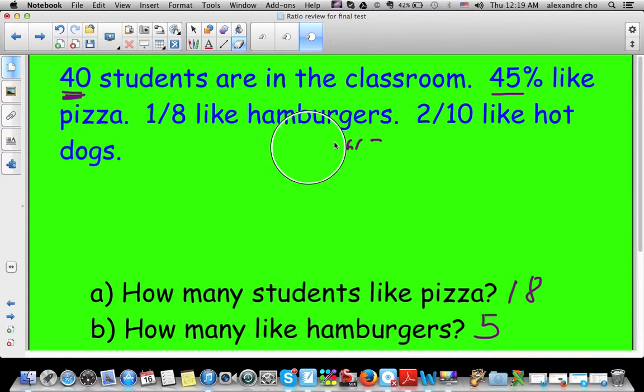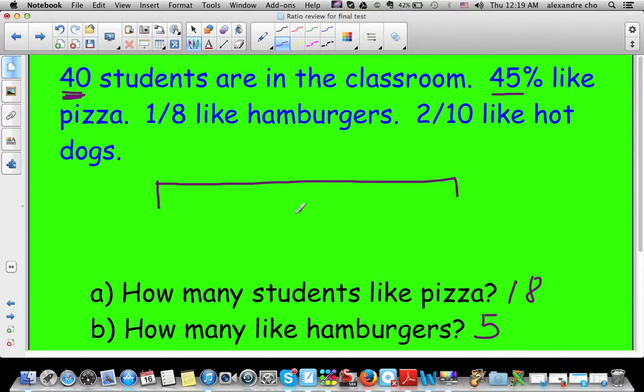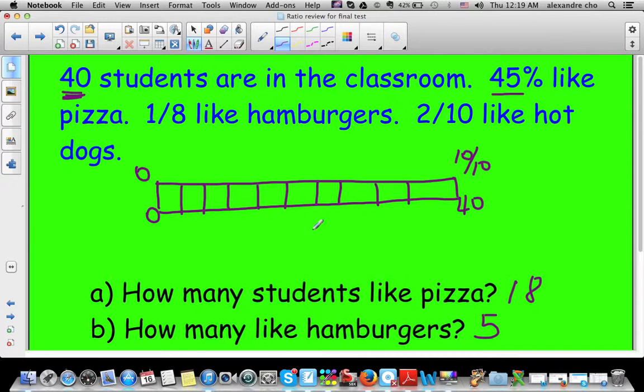Next question, question C, said 2/10 of them like hot dogs. Okay, so again, I'm going to draw and use the same thing, but instead of cutting them into eighths, I cut them into tenths, because it says this is 0, that's 40, and that's 10 over 10. So I want to cut up the 40 students into tenths. So here's my 1, 2, 3, 4, 5, 6, 7, 8, 9, 10. Okay, so if I have 40 students and I divide them into 10 groups, I want to know what these two would be. This is 1/10.